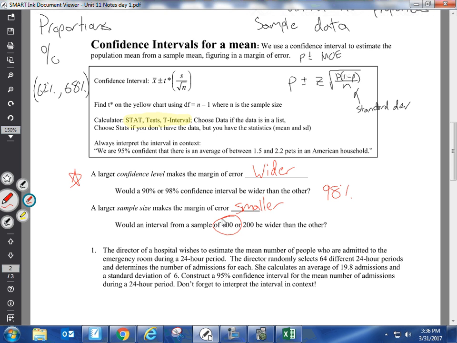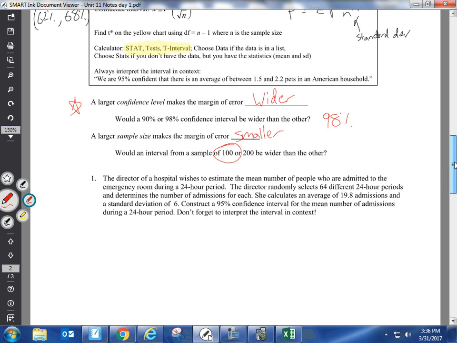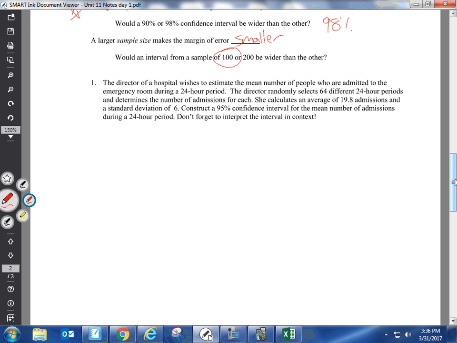Okay, the rest are going to be just using stat test 8, our new friend, to answer the following questions to produce the confidence intervals. So here we go. The director of our hospital wishes to estimate the mean number of people who are admitted to the emergency room during a 24-hour period. Notice how the question changes from 2 units ago. It's an amount of people. It's not a proportion anymore, okay? The director randomly selects 64 different 24-hour periods and determines the number of admissions for each, okay? So all of a sudden we see that we have a sample size.